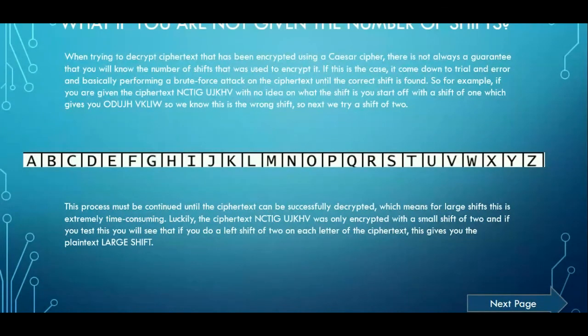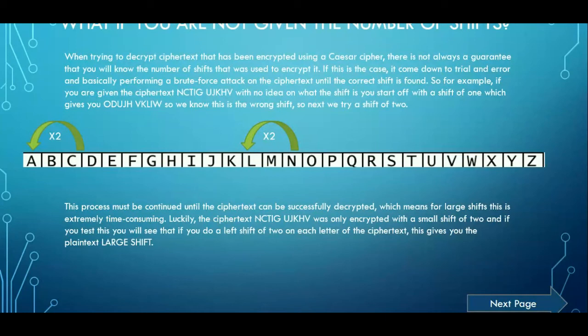I mean, a right shift of 2 doesn't work, but if you use a left shift of 2, as you can see, it will give you a plain text of large shift. Now, to prove that that is the case, if you do a left shift of 2 from C to A, that gives you the second letter, and N to L, which is the first letter, which gives you LA. And just to prove it even more, let's say what was the third letter of the ciphertext, T. Just go back 1, 2, and as you can see there, that also goes to R. So you continue the process, and you will decipher it, and it will come out as a large shift.